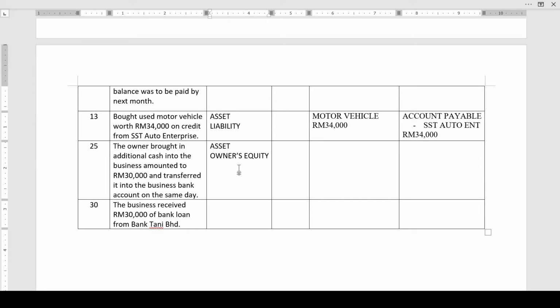Now the recording part. The first asset we record relates to the additional cash brought in by the business owner. So cash RM 30,000. It was brought in by the owner, so there is an increase in owner's equity, which we credit. So credit capital.